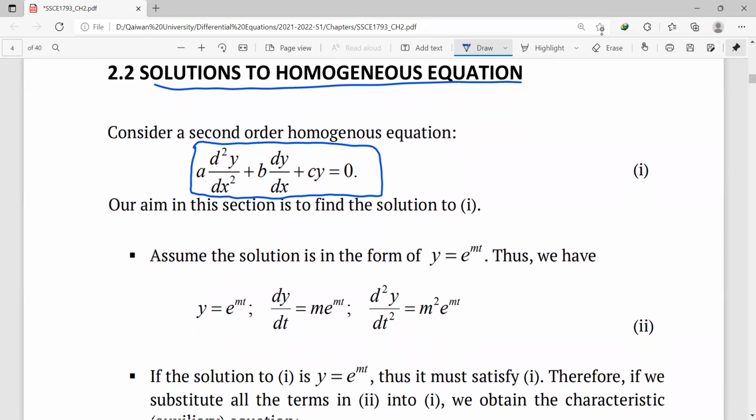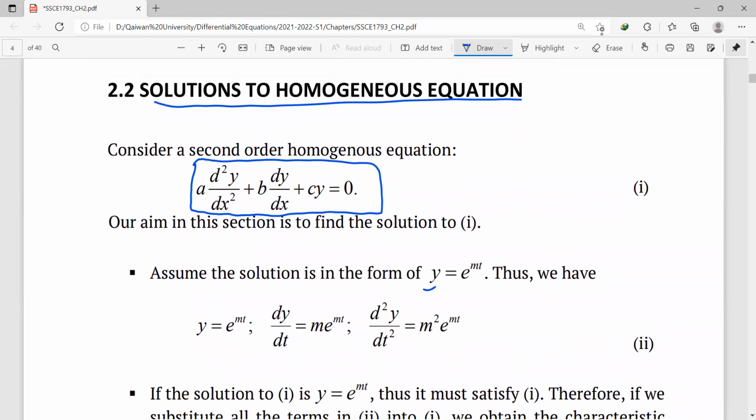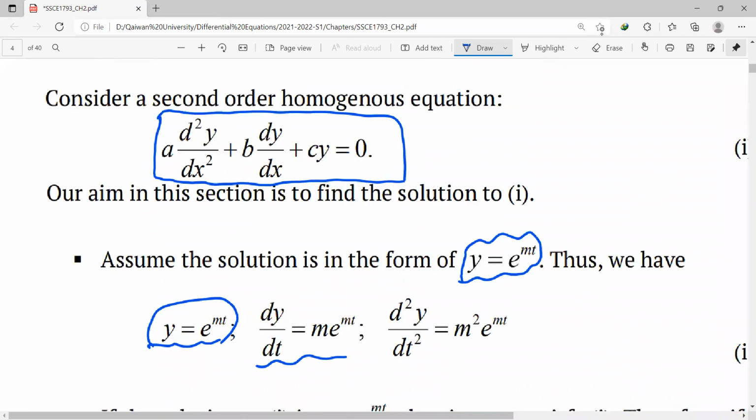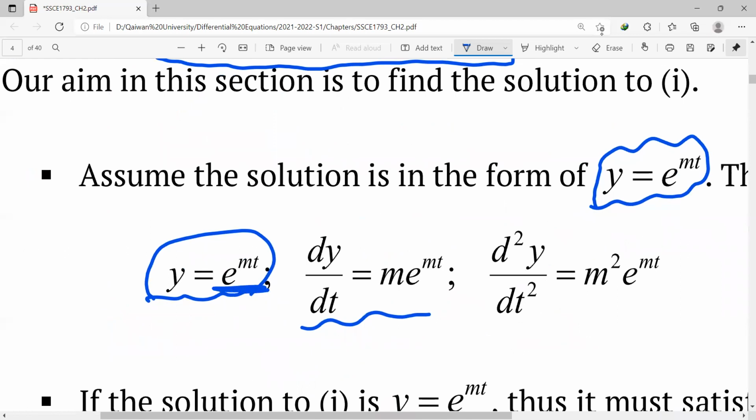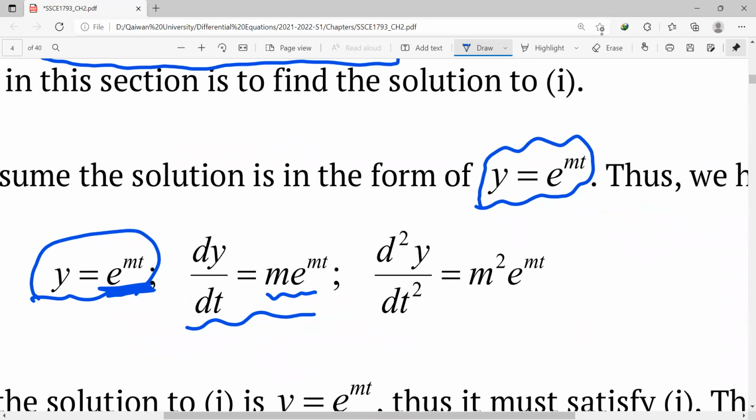Here we let y be e to the power mt as the solution for the differential equation. Then y is e to the power mt. The derivative of e to the power mt with respect to t, we get m times e to the power mt. This is the first derivative. And for the second derivative, we take another derivative of m e to the power mt, and we get m squared e to the power mt. This is the second derivative for y.